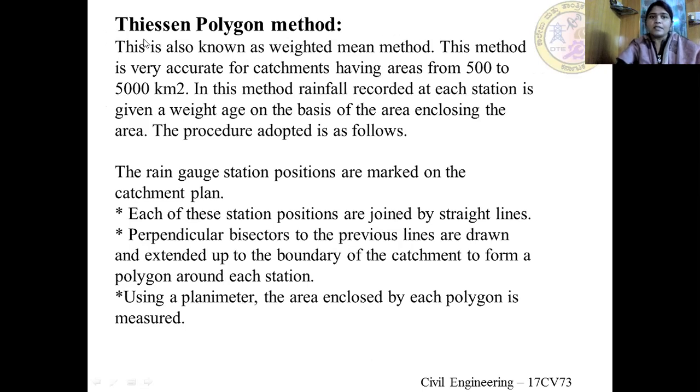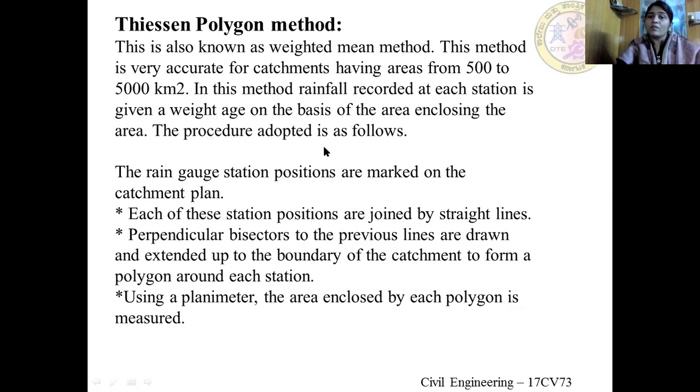The second method is the Thiessen polygon method. So what is this? This is also known as the weighted mean method. So the weightage factor is taken here. This method is very accurate for catchments having areas from 500 to 5,000 square kilometers. In this method, rainfall recorded at each station is given a weightage factor on the basis of the area enclosing that area.